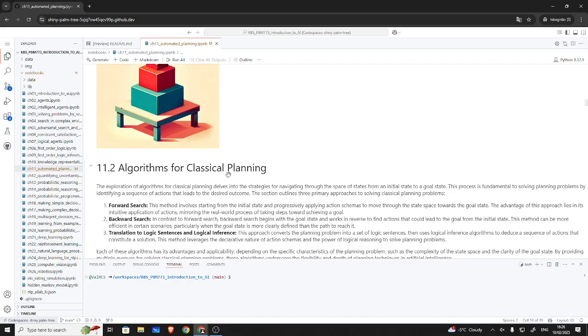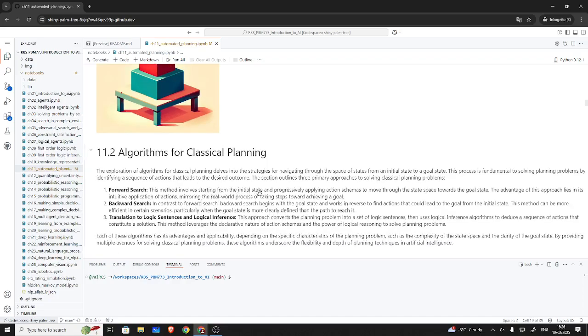So, okay. Translation to logical sentences, logical inference. That was the third approach, and that was probably the least intuitive. So you have these action schemas, and you sort of convert them to logical sentences. And then you can use logical inference algorithms.